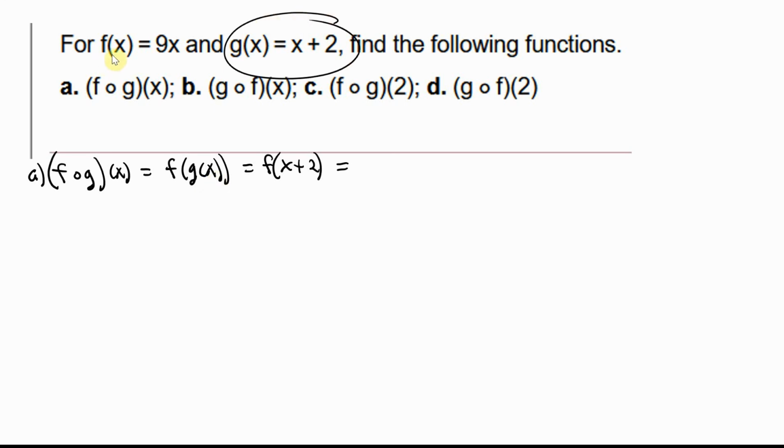Now the function f says, whatever you give me, multiply it by 9. Doesn't matter what it is. Whatever you give me, multiply it by 9. But I'm giving you x plus 2. So I'm going to say 9 times parentheses x plus 2. And so that's 9x plus 18.